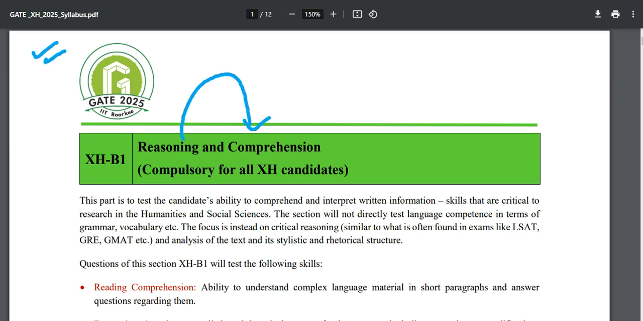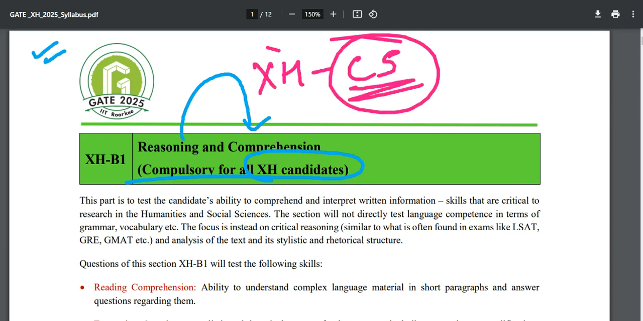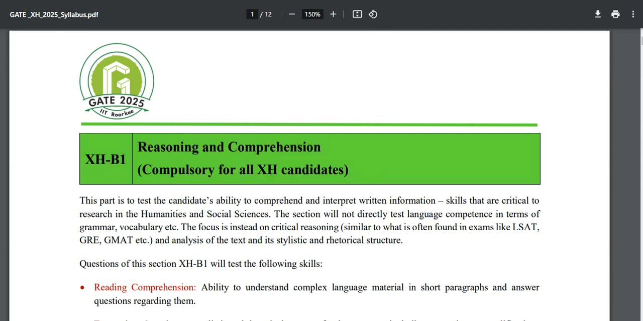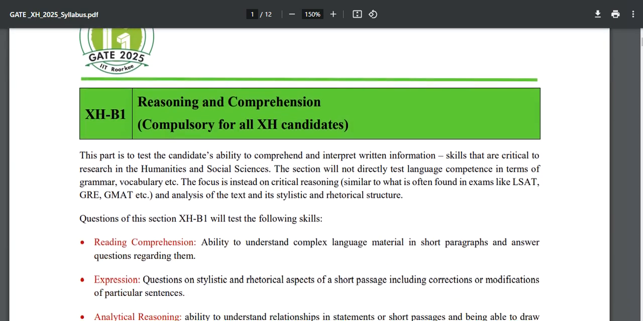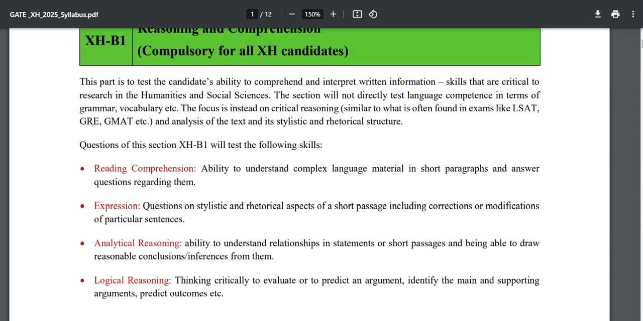Reasoning and comprehension is compulsory for all XH candidates. So we are XH C5, I guess. Yes, we are XH C5. So this is compulsory for XH candidates, so it will be compulsory for you as well. Okay. This part is to test the candidate's ability to comprehend and interpret written information.